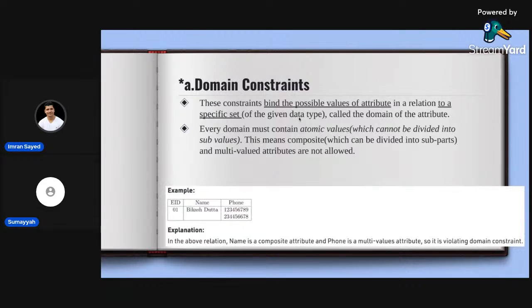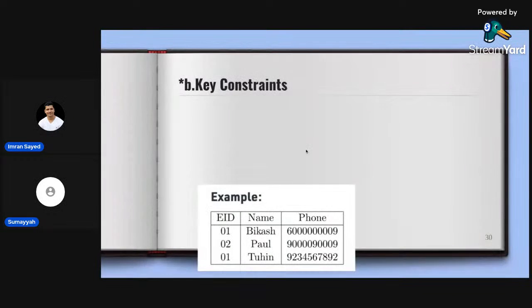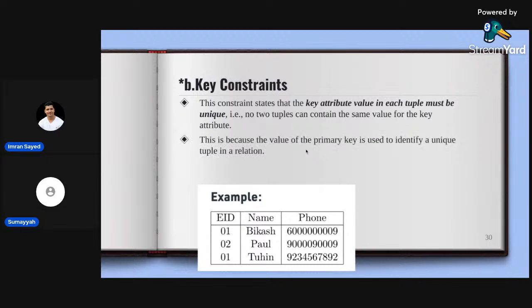The domain constraint binds the possible values of an attribute to a specific set. First, the primary key is used to identify. So we forgot this statement. This is because the primary key is used to identify a tuple in a relation.